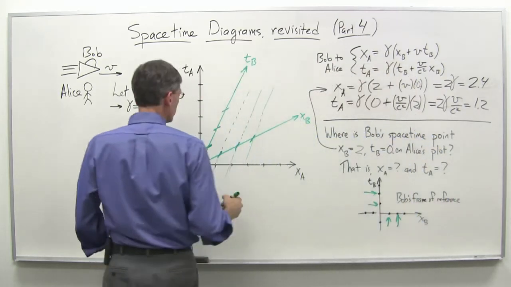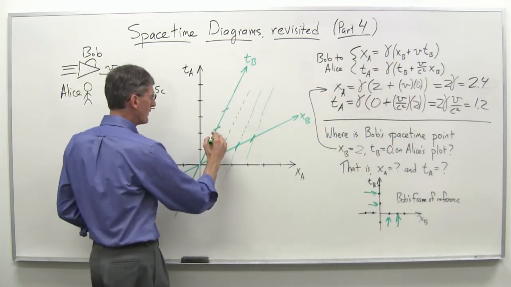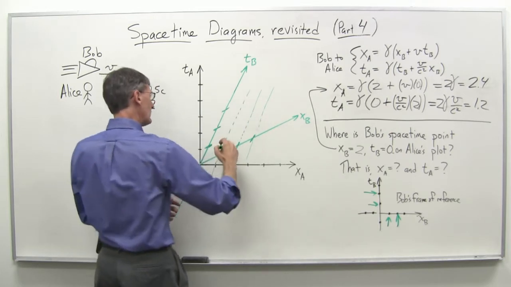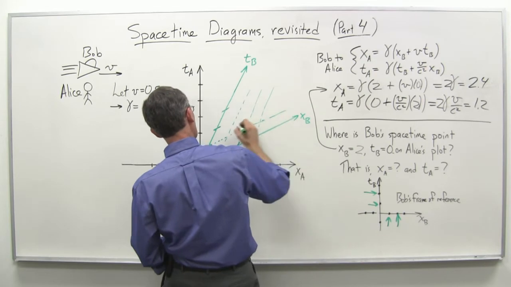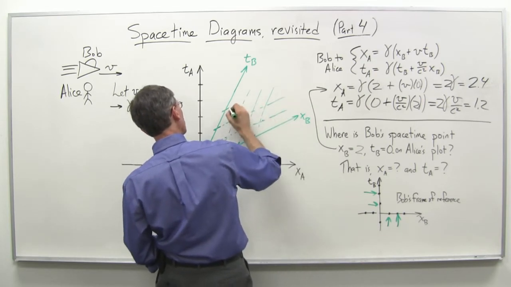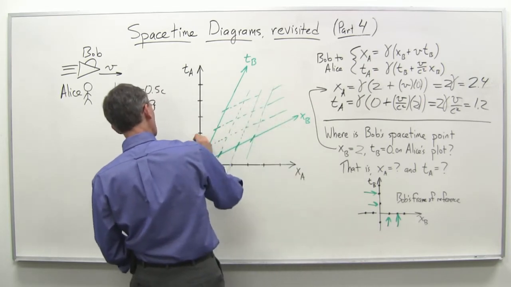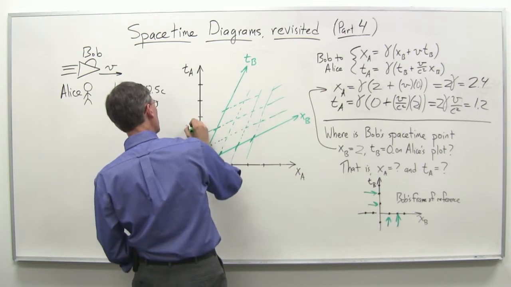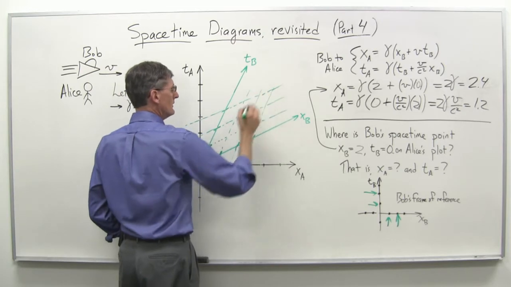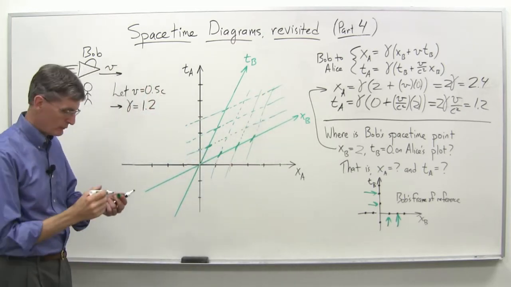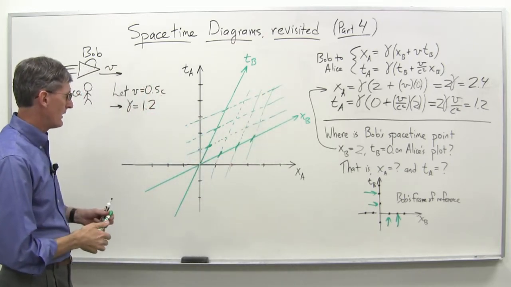And then the lines of simultaneity for Bob on this plot are parallel to the x sub b axis. So it sort of looks like this. Try to get it in here. Of course, it goes the other direction too. Okay, hopefully you get the idea there. This is really something you need graph paper for to get it looking right.